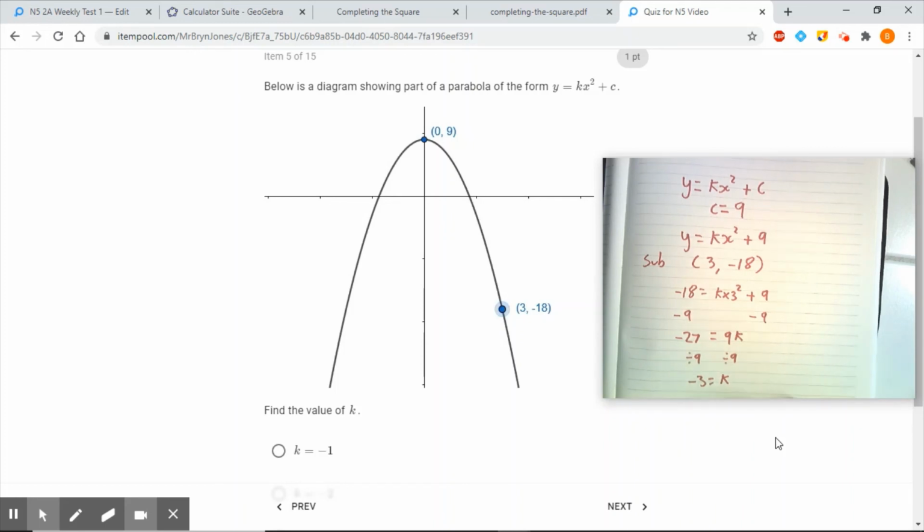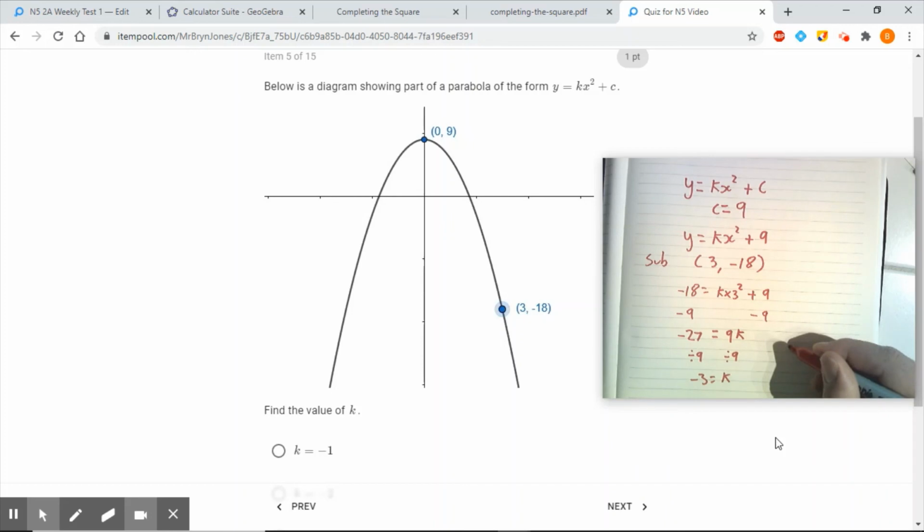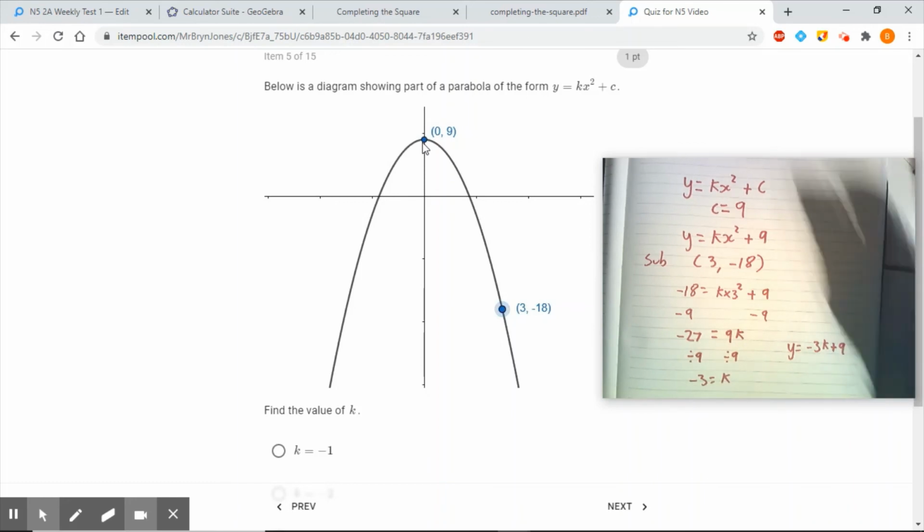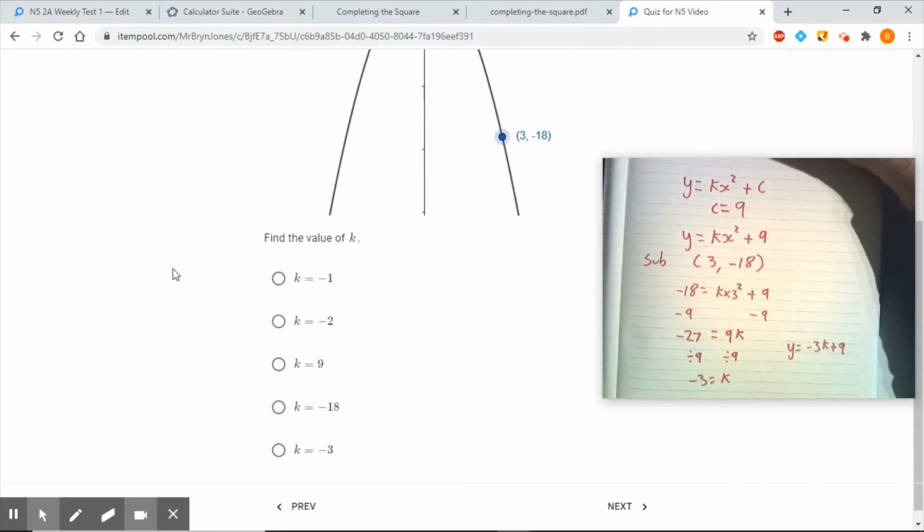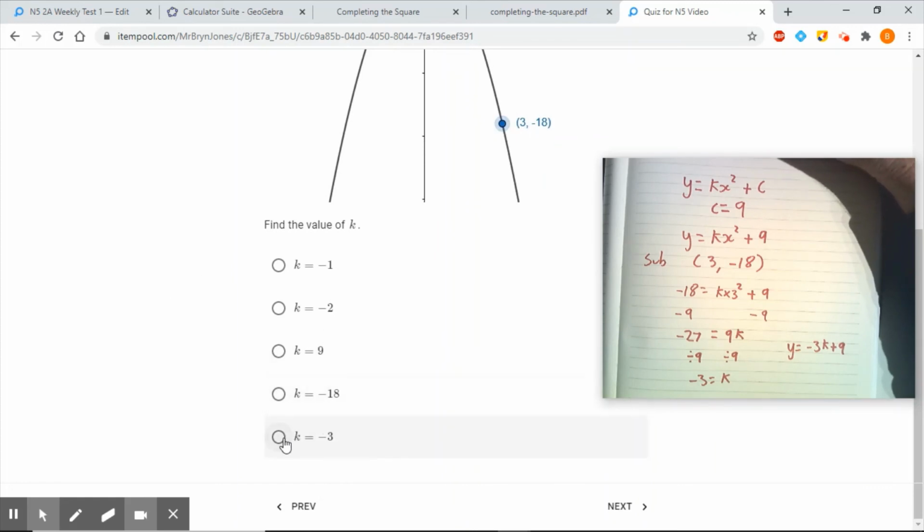So the full equation would be, I'll write it just here, y equals -3x squared plus 9. And we can check if our answer makes sense. We're expecting a positive value here to represent the fact that we're crossing the y-axis in a positive place at 9. And we're expecting a negative number in front of x squared to represent the fact that it's an N-shaped graph as opposed to a U-shaped graph. So it's going to have a negative number for k. If I scroll down, I'll check that we've got an answer that's available. So k equals -3, and we're pretty happy with that.